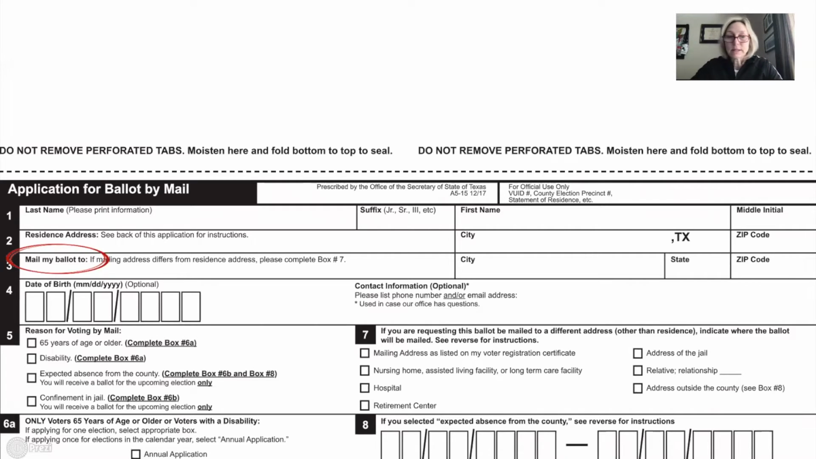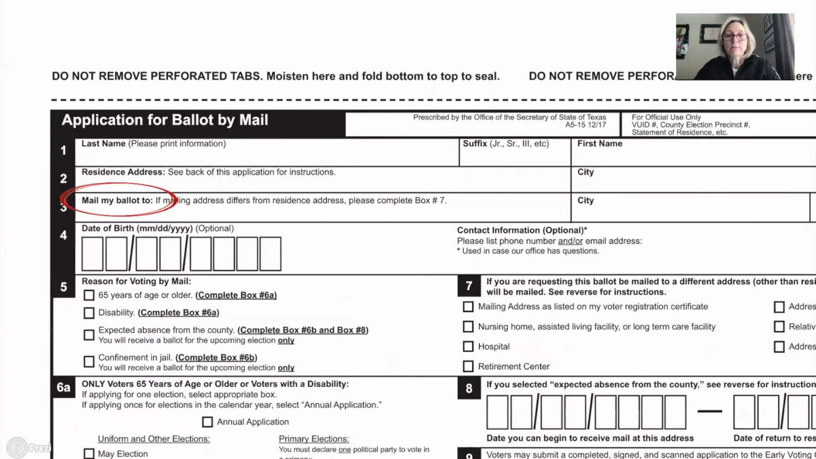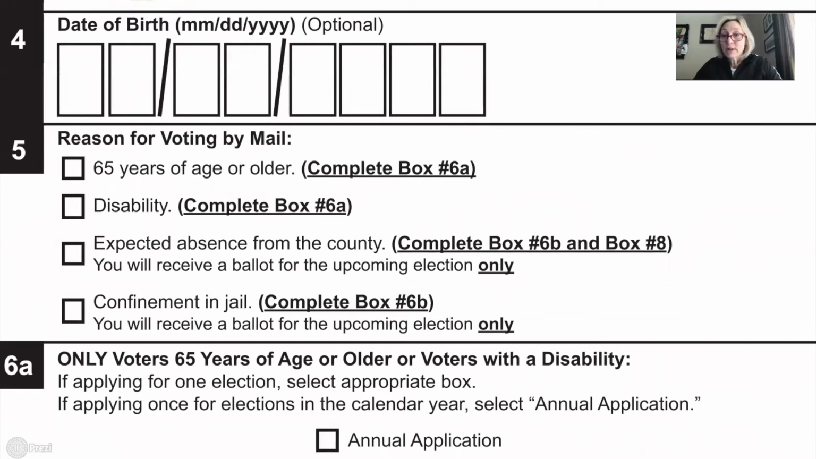Perhaps you have something different. Residence address is where you're registered. Mail my ballot to is going to be your college address. Now, if you're 65 and older and you want to fill this out, those might be the same address. Okay, date of birth. Number 5, you have to complete.